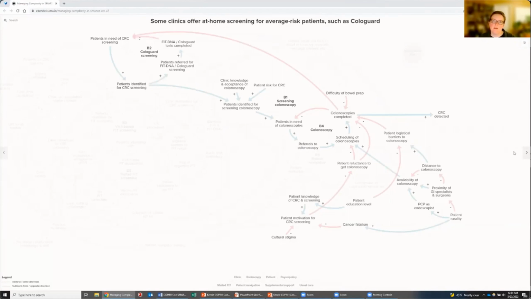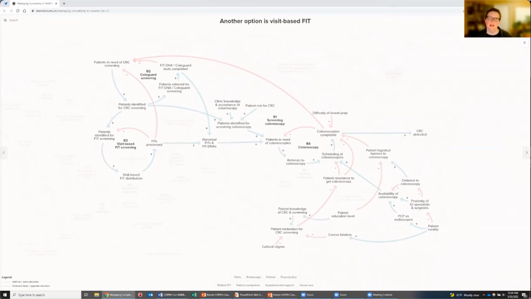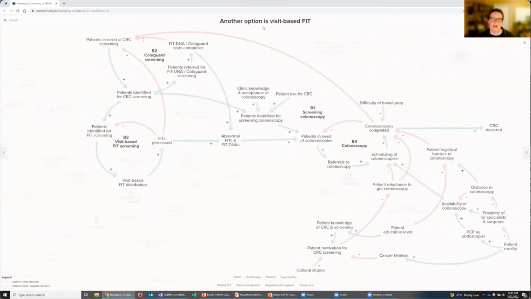So as an alternative to colonoscopy, some clinics offer at-home fecal test screening for average risk patients. And one of those is Cologuard, which is kind of an all-in-one package for the clinics of this at-home test and some follow-up with patients. This option isn't available to Medicaid patients in all states. And then another at-home option is FIT testing, which is similar to Cologuard, but is handled by the primary care clinic.